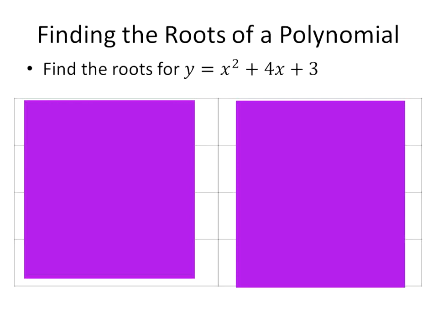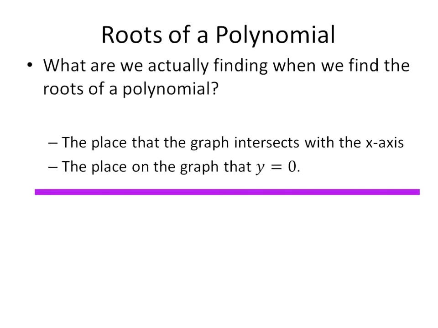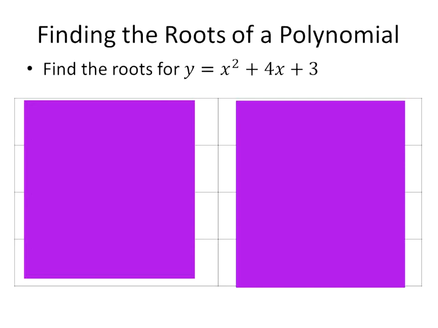If you're asked to find the roots for y equals x squared plus 4x plus 3, what do you suppose the first thing you're going to have to do is? I'm asked to find the roots, and we know the roots are the place where the graph intersects the x-axis. It's also the place where y equals 0. So based on that and what we've learned so far, what do you think I should do if I want to find the roots for this? I want to solve that for x, basically. What do you think is a good guess?